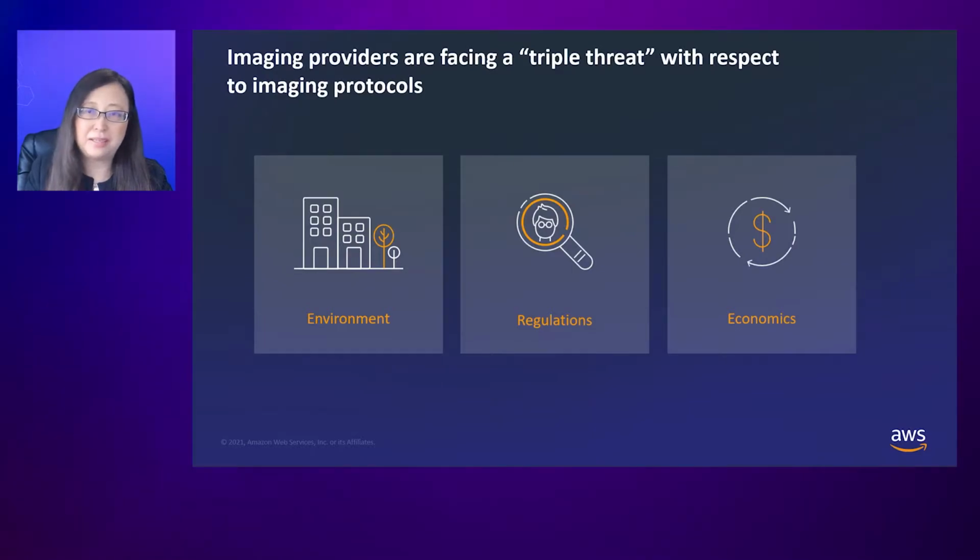Take a step back. Today, imaging providers are facing triple threat with respect to imaging protocols. This can be summarized in three areas. Firstly, from the environment perspective, inconsistent protocols are often caused by lack of visibility and change management process. Because of this, there are risks to patient safety and patient outcomes due to variabilities in radiation dose and exam quality.